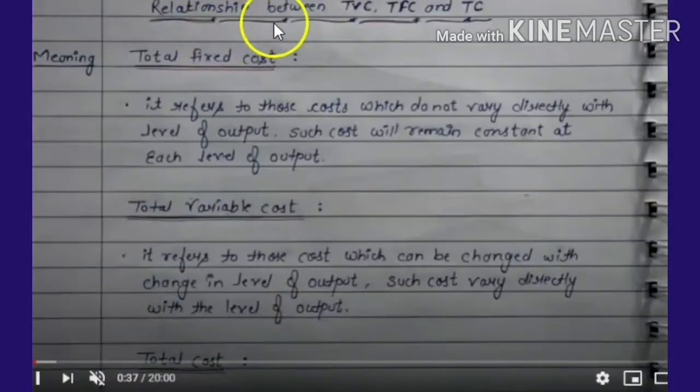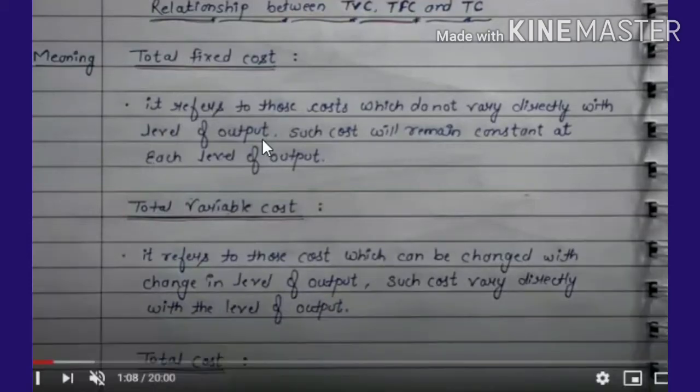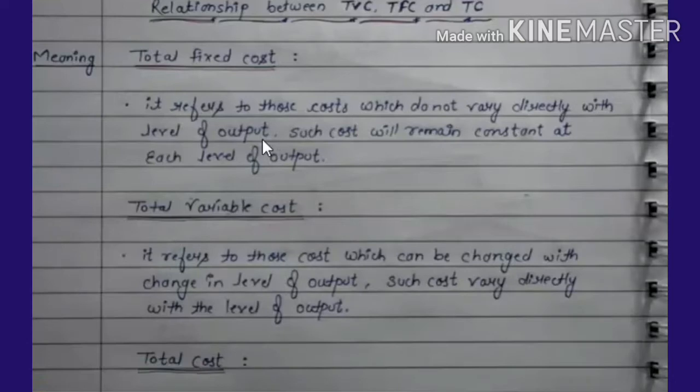Next concept is the relationship between TVC, TFC and TC. TFC, that's total fixed cost, refers to those costs which do not vary directly with the level of output. Such costs will remain constant at each level of output. Fixed cost means, if we are taking a particular land and giving a particular rent for that, it is a cost spent by a producer that will not change. Every month he has to pay the same rent to the owner, so that's total fixed cost.